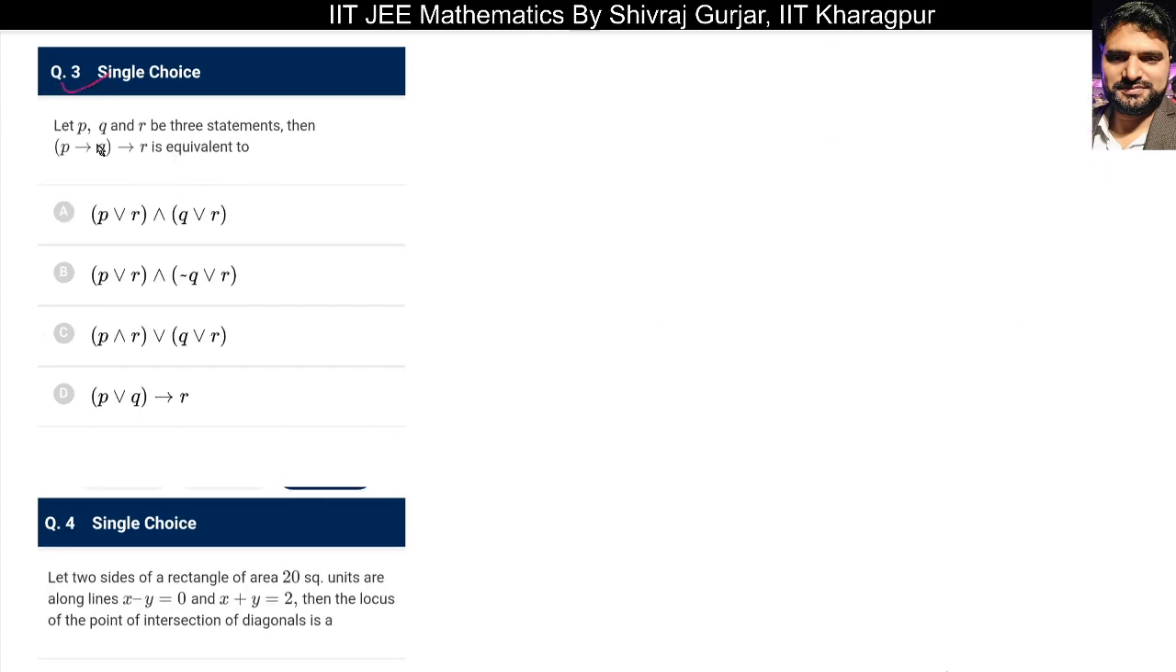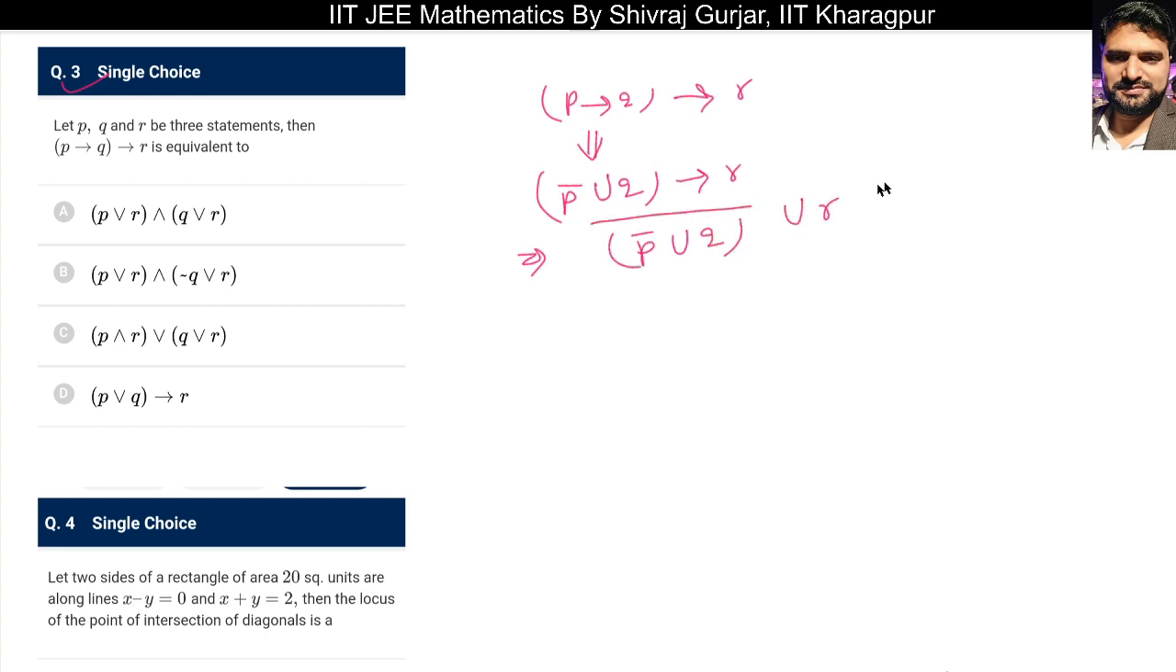Question 3. P, Q and R are three statements, then P implies Q, implies R is equivalent to, P implies Q can be written as P negation or Q implies R. This in turn can be written as P negation union Q negation union R. Basically what we are doing here is, we know that P implies Q is equivalent to saying P negation or Q. So we are using this.